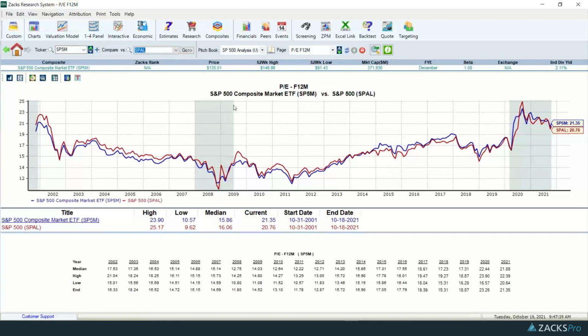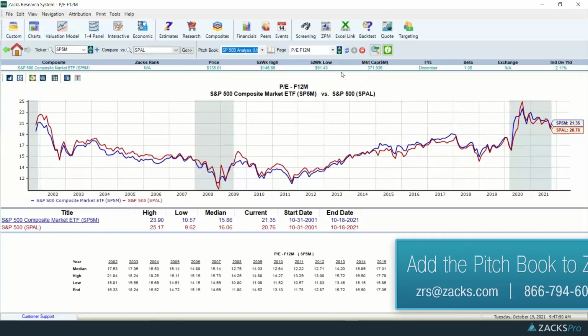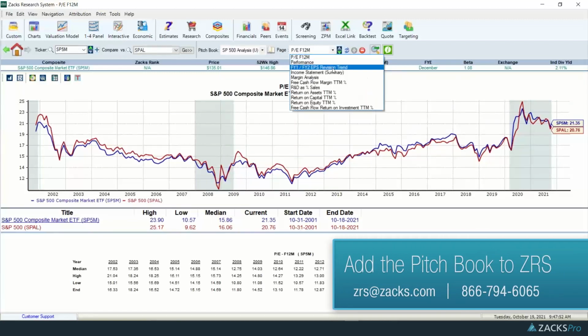What I have on the screen here is just a PE chart, PEF12M to be specific. For today's webinar, I put together a pitch book. I just called it SP500 Analysis. Anyone who wants to replicate this pitch book, just get in touch with us, and we'll help you put it together. It's very simple. Starting off at the top, we're literally just going to work through some charts. I've looked at some of this stuff, and it's just absolutely amazing, and I wanted to share it with everyone today.